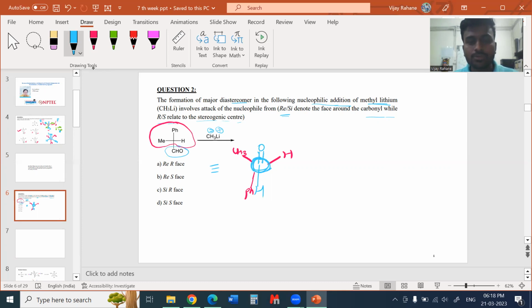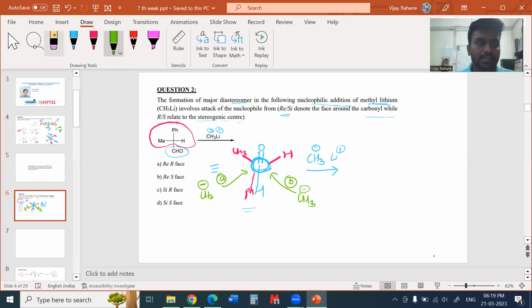And now we need to do an attack of CH3 minus on this compound. So while attack of CH3 minus, how many possibilities are there? One is this possibility, attack takes place from this side, right? Or second is the attack takes place from this side. So there are again two paths, path A and path B.